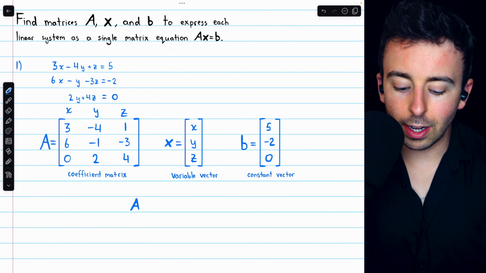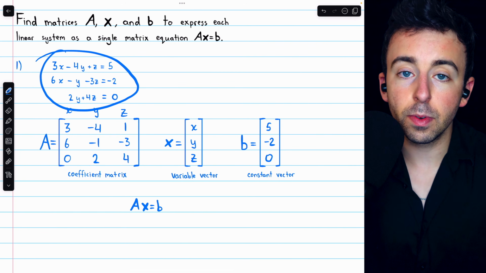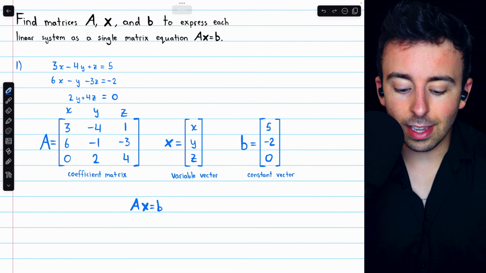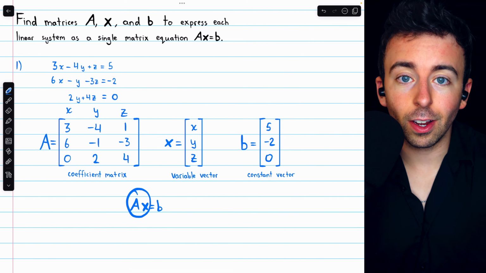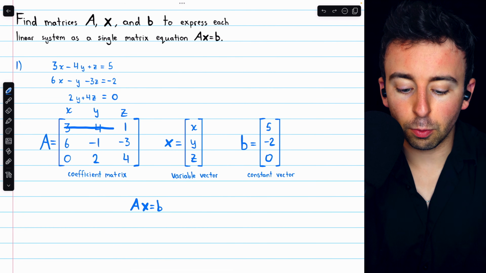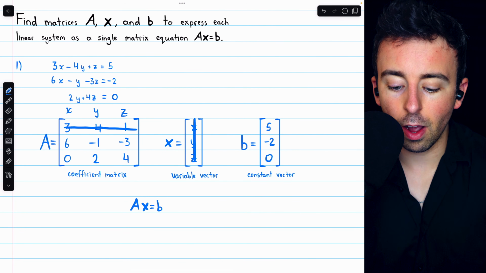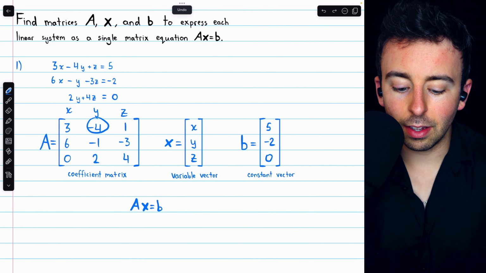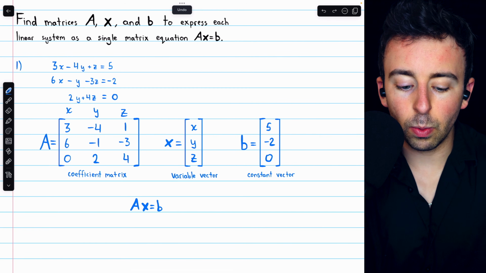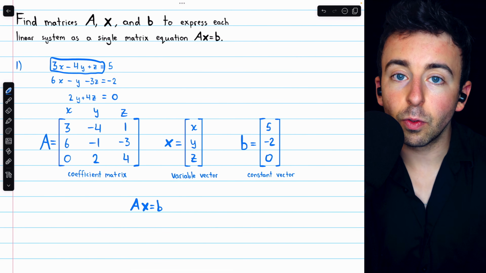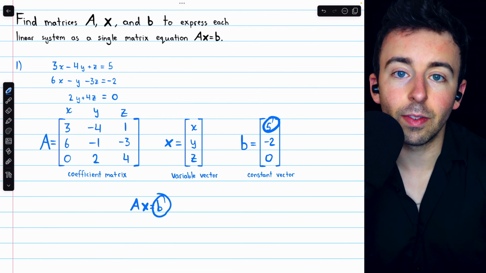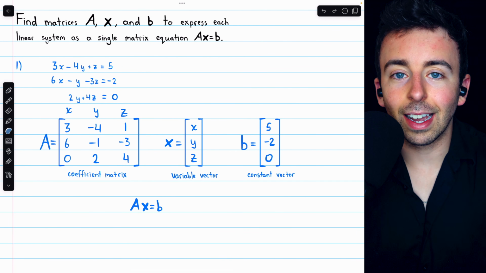And now, if we write AX equals B, we have stored this entire system of linear equations in this single matrix equation. You can see how if we performed this multiplication, A times X, this first row would get matched up with this first column, giving us 3x minus 4y plus 1z, just like we want for that first equation. And of course, it would equal 5, that first entry in the constant vector. With that said, let's move on to the second example.